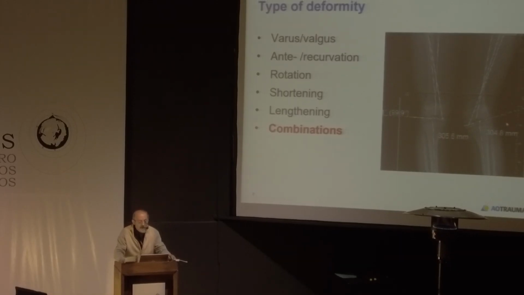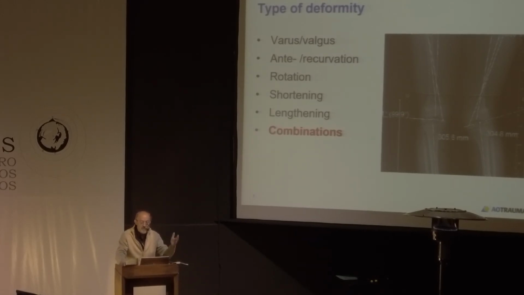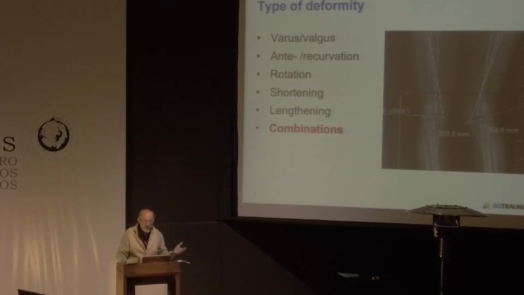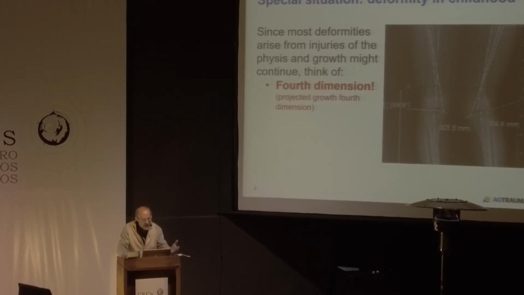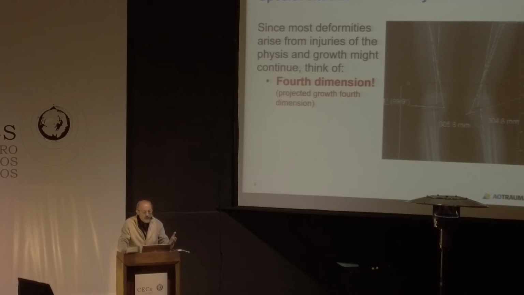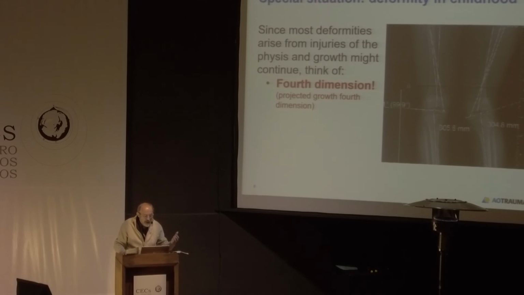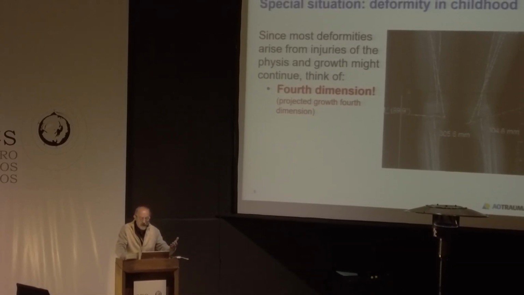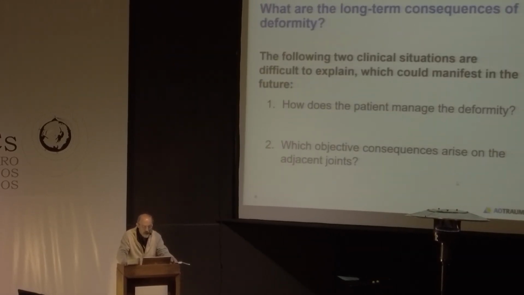Then we have to think about the type of deformity. So we have varus, valgus, antecurvatum, recurvatum, rotation, shortening, lengthening. Very often in children, there is a combination of all and not only a single one, and this makes the planning different. And exactly in children, the deformity is very special. Because most of the deformities arise from injuries of the physis or growth plate, which might continue, and the growth goes on, so we have a fourth dimension. This means the length. We have to consider this also.